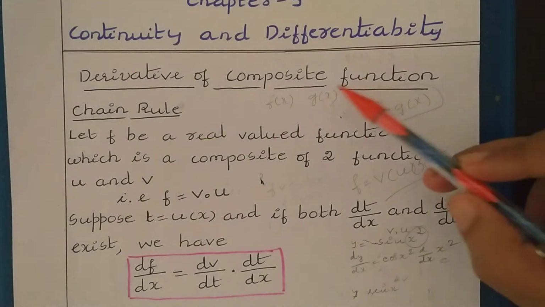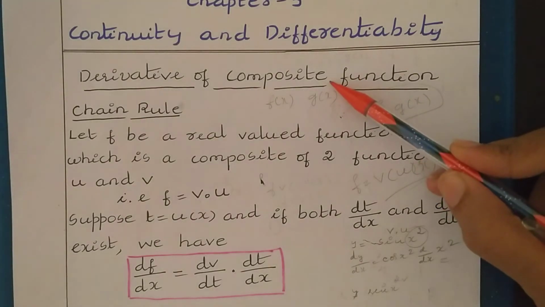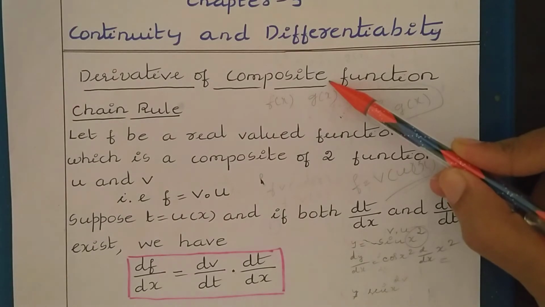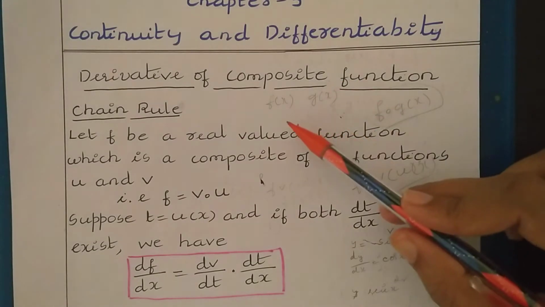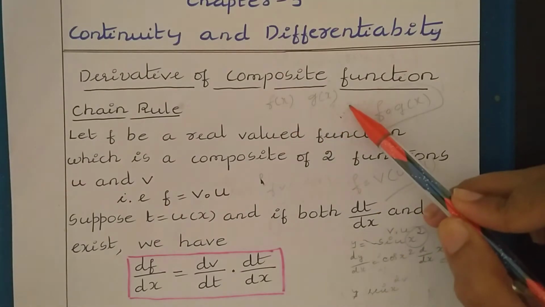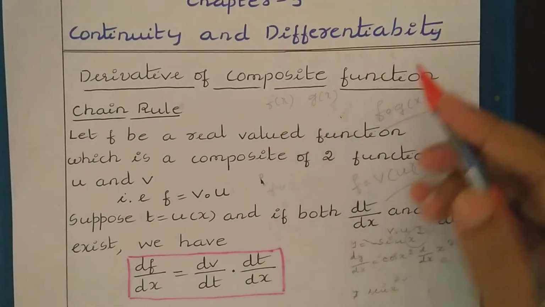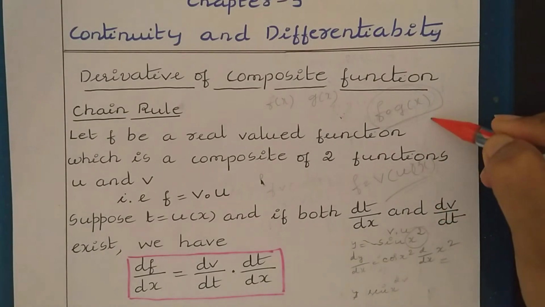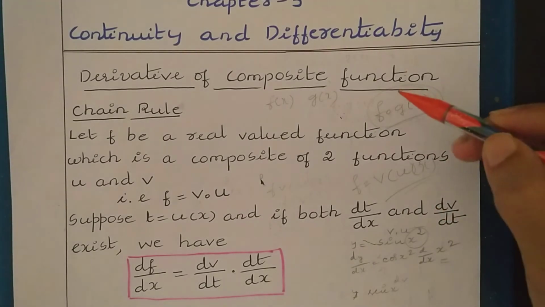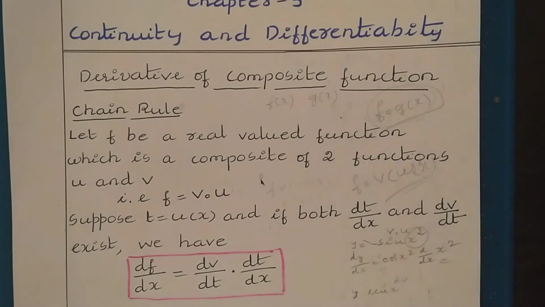Composite function. Composite means here we are talking about two or more functions. If two or more functions are combined together, then we call that a composite function. For example, let us say that we have a function f(x) and g(x). So if I write these two functions together, f of g of x, then we call this a composite function. About composite function, we have already discussed in class 11.